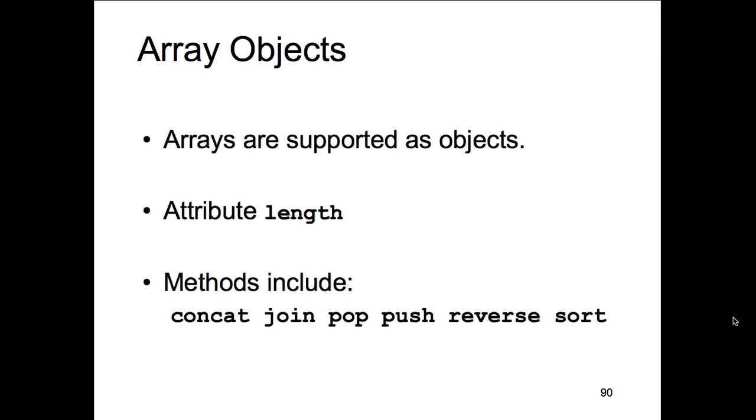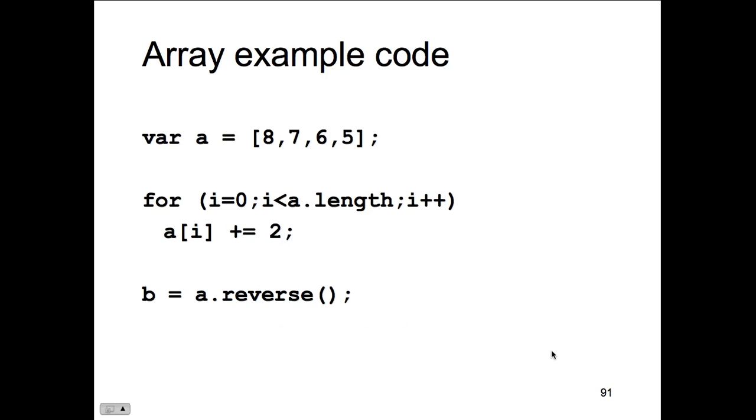So here's an example of the array objects. Arrays are supported as objects. We can use the attribute length to get the length of the array. Methods also include concatenate, join, pop, push, reverse, sort. We can run array sort, and it will sort for us. So here's an example of some of these.